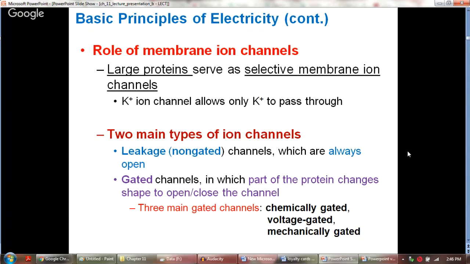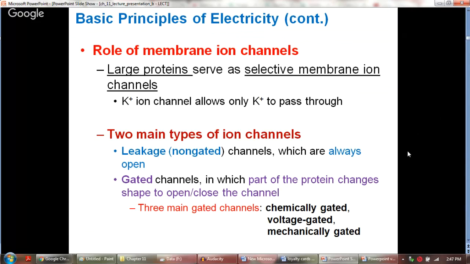The large proteins, of course, make these ion channels. They serve as selective membrane ion channels. For instance, if it is a potassium ion channel, it only allows potassium to pass through. There are two main types of ion channels. Leakage channels, which we also call non-gated channels, are always open. In the gated ones, part of the protein changes its shape based on stimuli, so the channel could open or be closed based on the stimuli.